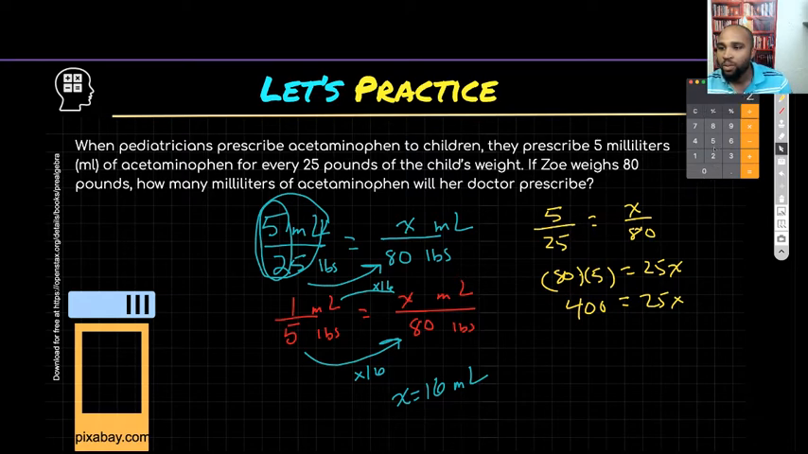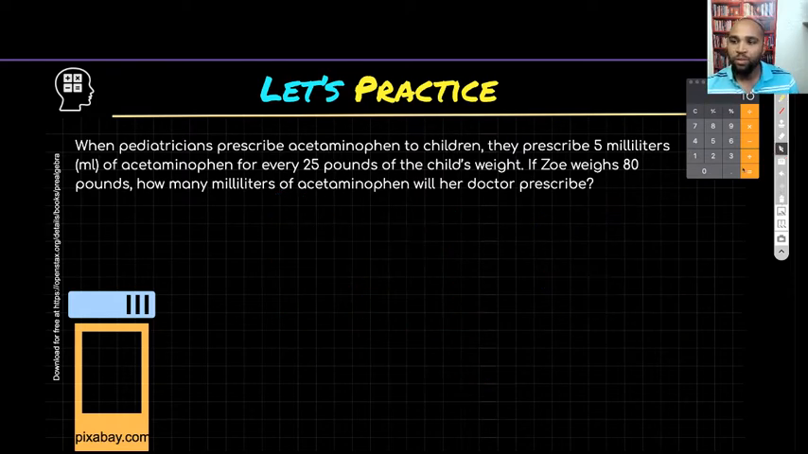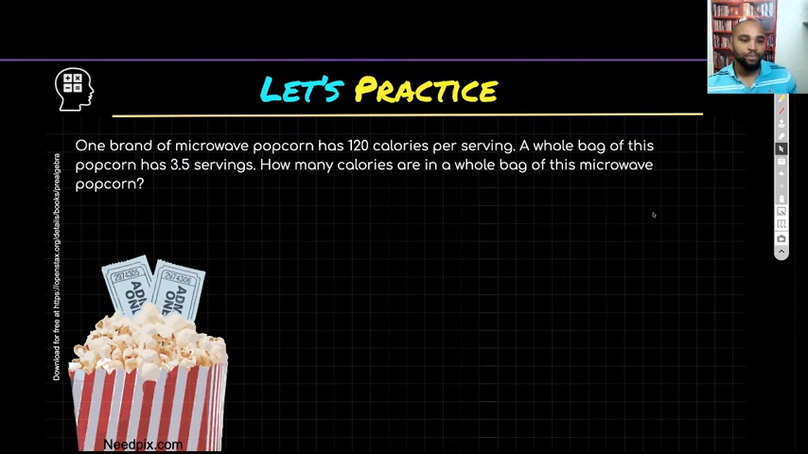400 divided by 25 is 16. So we can still see it's the same answer. I just want to show you that no matter how you do it, it's going to come out the same way. And sometimes you need to prove it to yourself so you have that confidence.